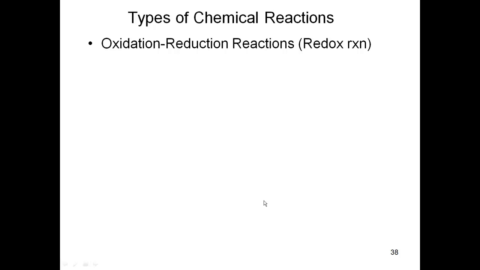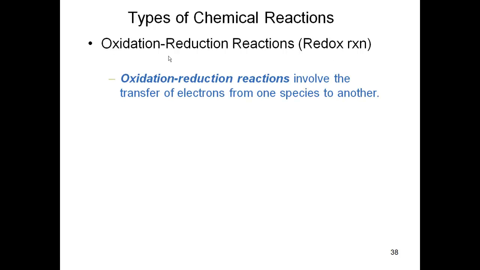This gets us to the major topic we're trying to talk about, which is balancing a redox. So we need to discuss what a redox reaction is. By the name redox, it's a reduction and an oxidation reaction. Okay, oxidation reduction reactions involve a transfer of electrons from one species to another. So we're watching electrons being transferred.